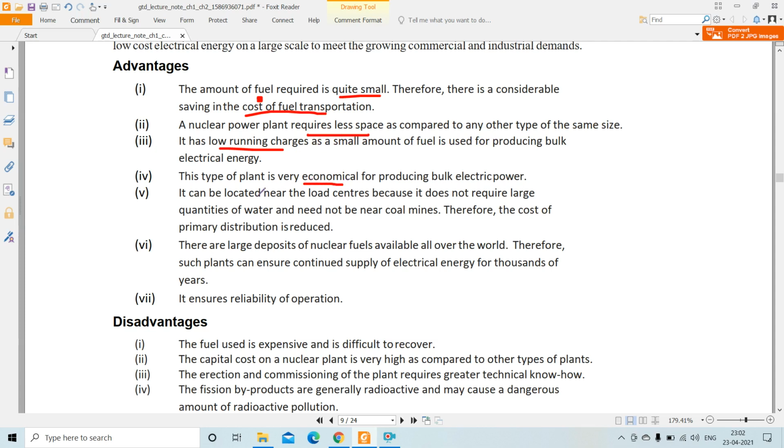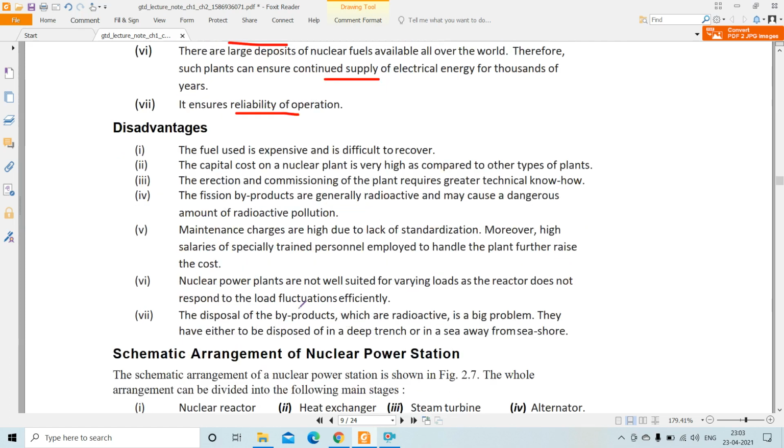It can be located near the load center because it does not require a large quantity of water and need not be near coal mines. Therefore, the cost of primary distribution is reduced, and there are large deposits of nuclear fuel available all over the world. Therefore, such a plant can ensure continued supply of electrical energy for thousands of years, and it ensures reliability of operation. Okay, so what are the disadvantages?